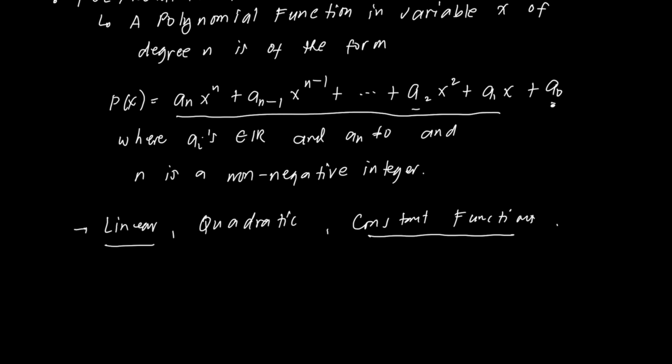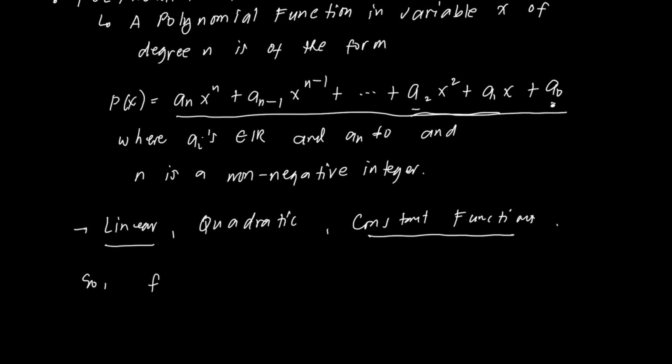Then, if a sub 2 is not equal to 0, but a sub n to a sub 3 are zeros, then that function is a quadratic function. So, therefore, constant, linear, and quadratic functions are examples of polynomial functions.